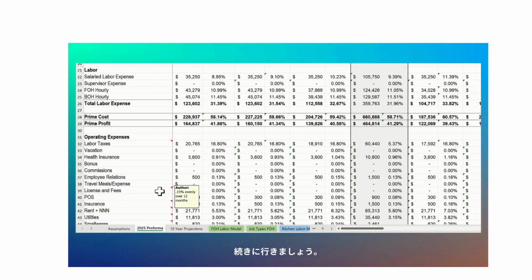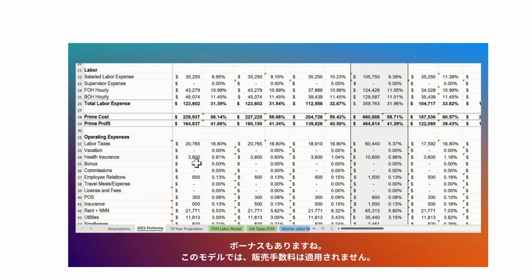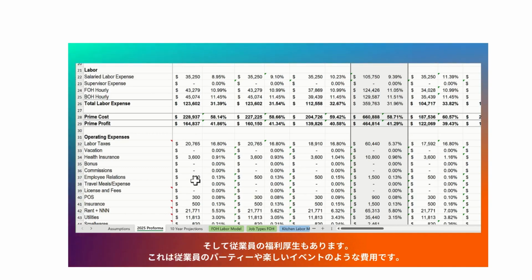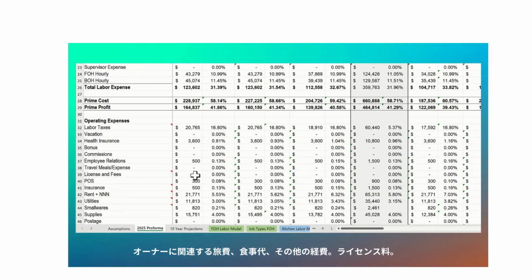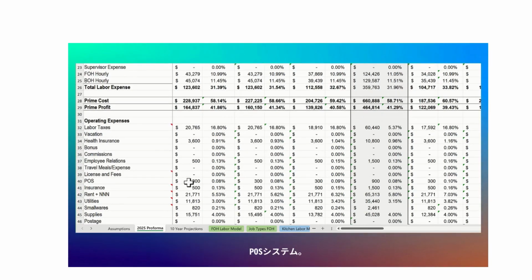Continuing to move down, we have any bonuses that would be paid out, any kind of sales commissions, which is not applicable in this particular concept. We have employee relations. This could be like employee parties or fun events, any travel meals or expenses related to the owners, licenses and fees. We have our point of sale system. We have insurance. We also have our rent here.